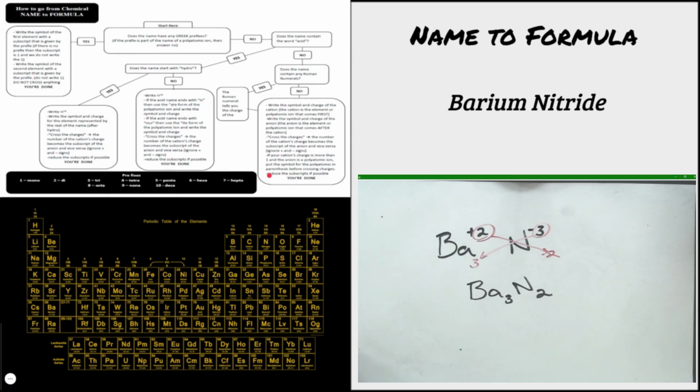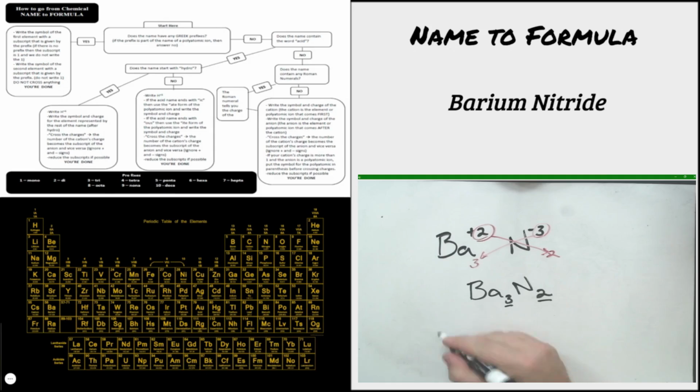And then the last step here is reduce the subscripts if possible, which means can this and this both be divided by the same thing? It's just like getting the least common denominator in math, or reducing your fraction. 3 and 2 cannot both be divided by the same thing, so this is already reduced.